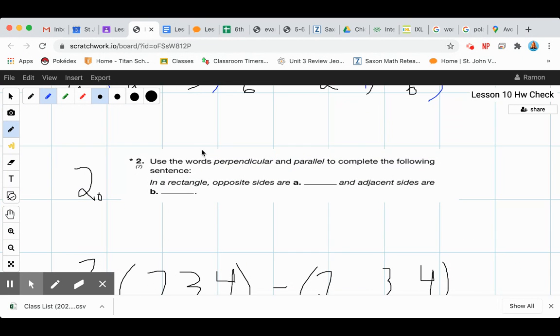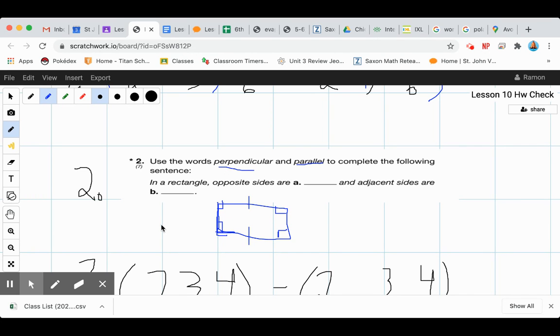For number 2, it says to use the words perpendicular and parallel to complete the following sentence. In a rectangle, the opposite sides are this and the adjacent sides are that. But we know that in a rectangle, the angles are all 90 degrees. They're all right angles, hence rectangle. And so the opposite sides never actually cross each other, so they would be parallel. Where the adjacent sides, or the sides that are connected, come together to make a right angle, which would make them perpendicular.